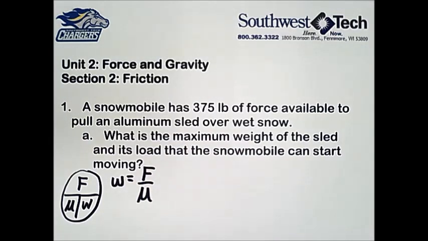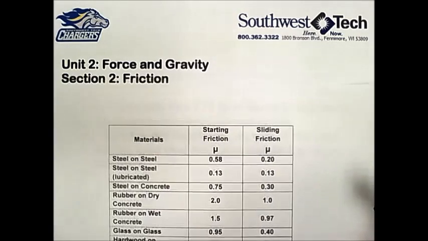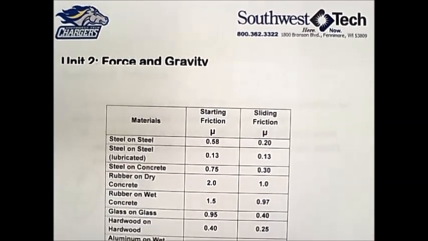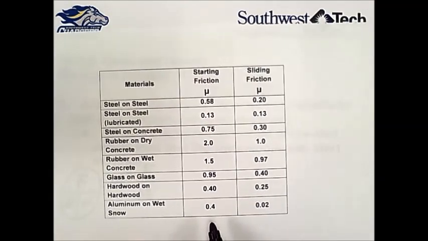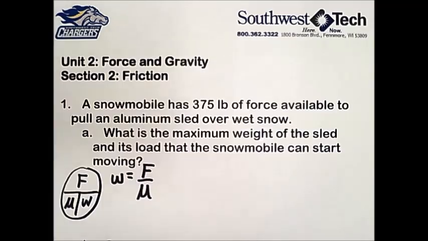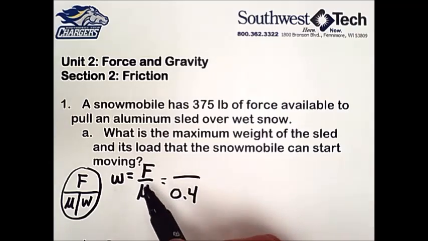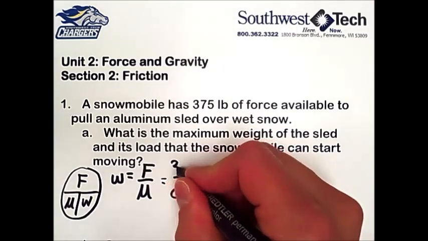Now we have to find what our friction value is by looking at our table, and again we are looking at aluminum over wet snow. So aluminum on wet snow, the starting friction value is 0.4. So our value for mu will be 0.4. Our initial force is the 375 pounds of force.